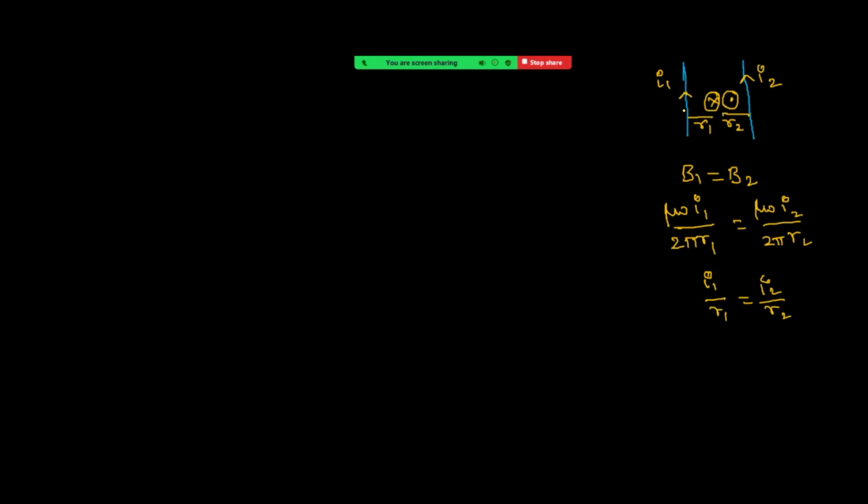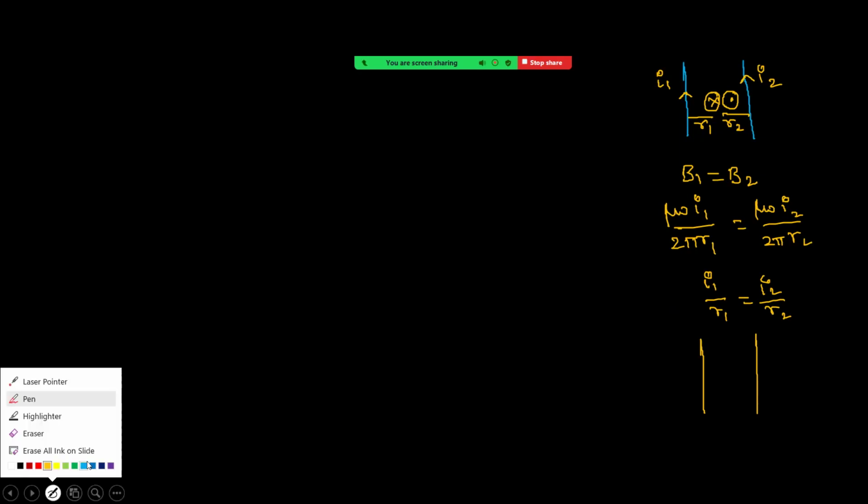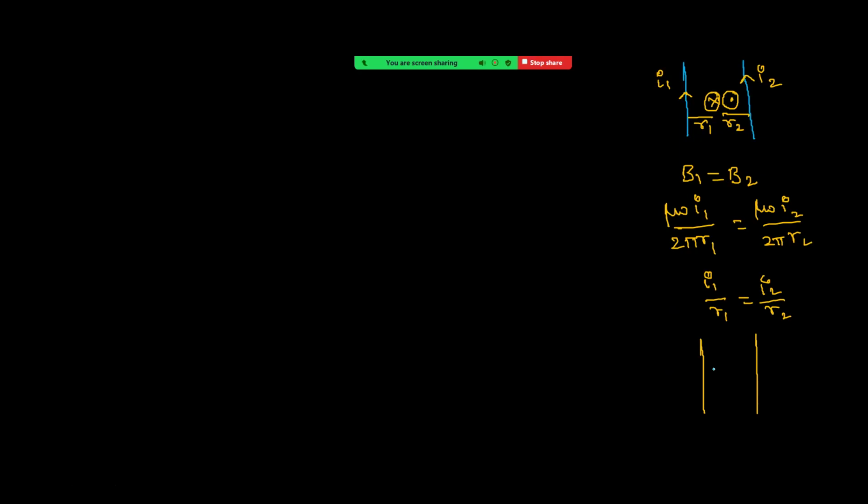Suppose in the same problem, the directions of the currents are not the same, they are opposite. Then see what happens. Because of this one, the right side field is into the board, and because of this one, the left side field is also inwards. Both are inwards in this region. Now suppose I take the right of the right wire. Because of this wire, the field is into the board, and because of the other wire, the field is outwards.